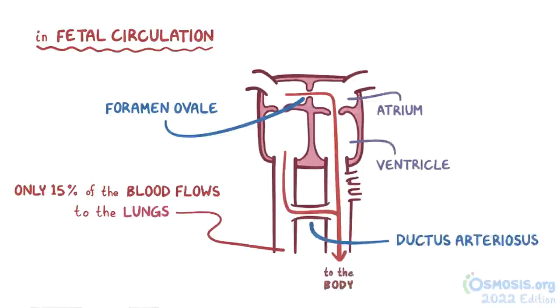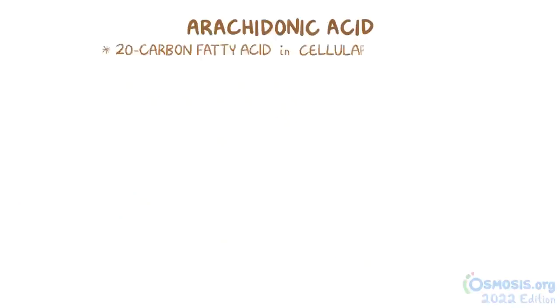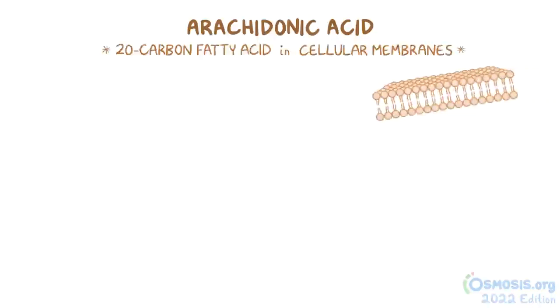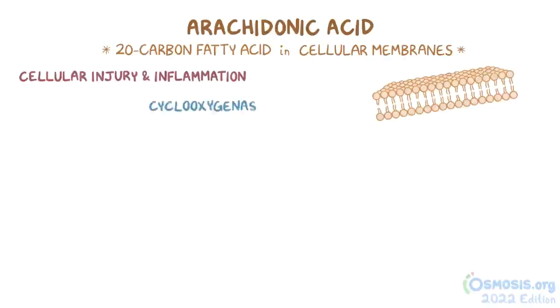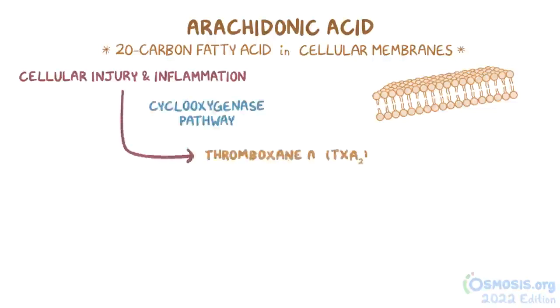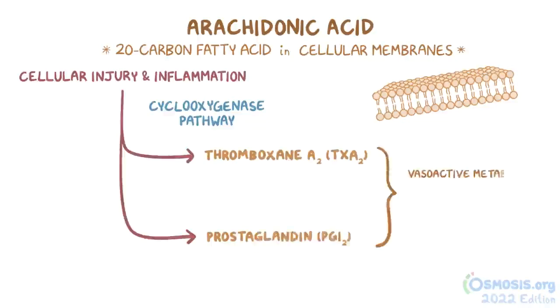In addition to hypoxia, another smooth muscle regulator is arachidonic acid, a 20-carbon fatty acid found in cellular membranes of many cells throughout the body. In response to cellular injury and inflammation, arachidonic acid can be metabolized by some cells using the cyclooxygenase pathway. The cyclooxygenase pathway results in thromboxane A2 and prostaglandin I2, which are vasoactive metabolites that bind to and affect the smooth muscle cells.